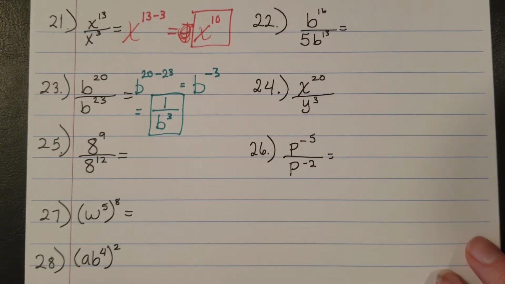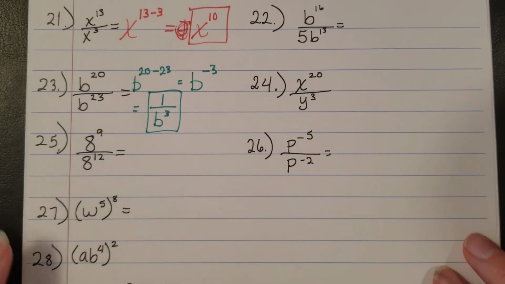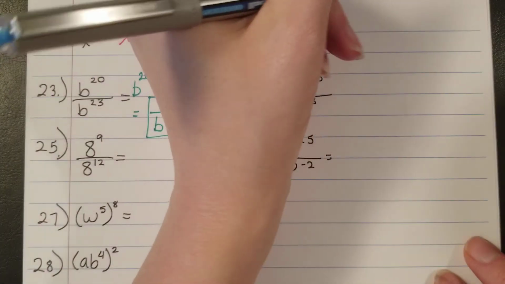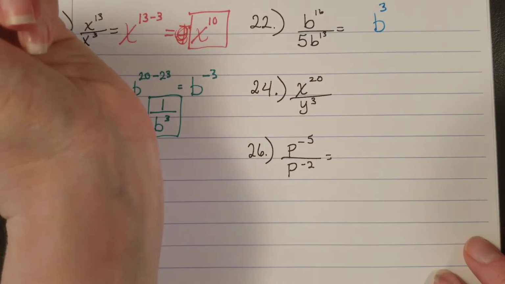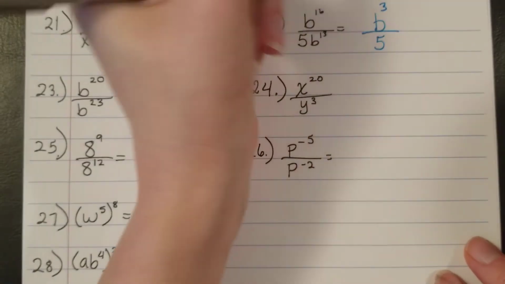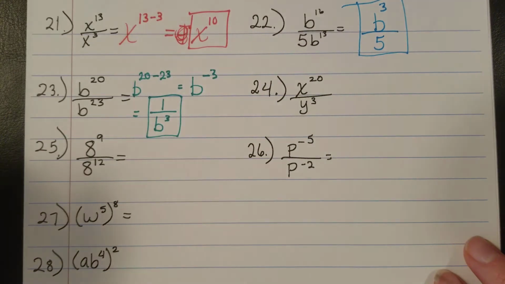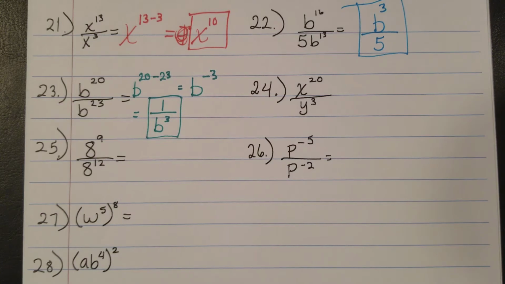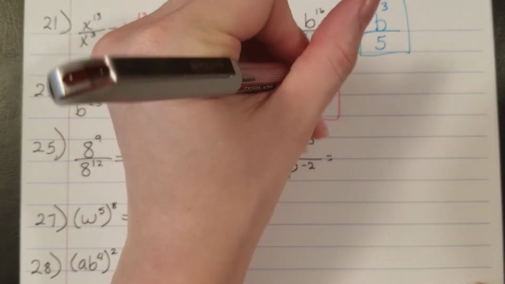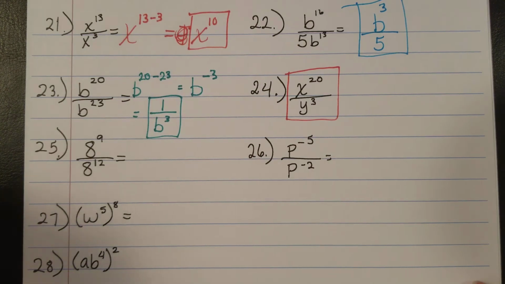All right. So number 22, we have b to the power of 16 over 5b to the power of 13. So 16 minus 13 is 3. So it's going to be b to the third power. And then the 5 is just going to stay there on the denominator. Okay? Number 24 has 2 different bases, so therefore it can't be simplified using any of these rules. So that's as good as it gets there.